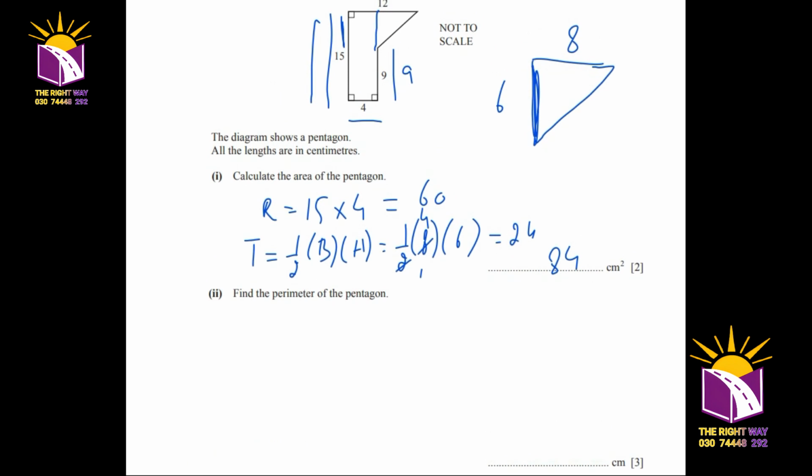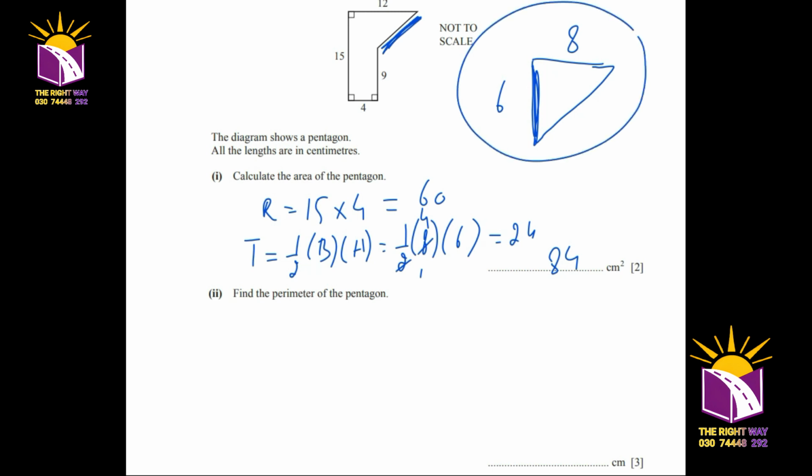Find the perimeter of the pentagon. Now I have to find the sum of the sides of the pentagon, because perimeter is the sum of the sides of any figure. For that, I have to calculate the length of this side, because all other sides are given. For that, I am going to use this triangle and I will name it as X.